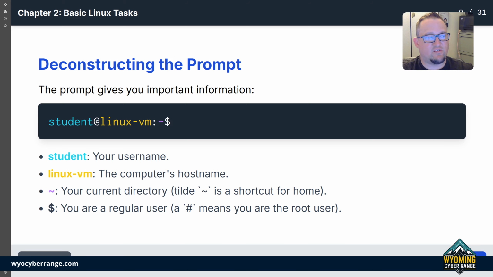A dollar sign says we're a regular user, while a hashtag means we have root credentials. And root credentials in a Linux operating system is like the administrator. It's the keys to the kingdom. That user can do anything and everything on the system. It's also the user we need to be the most careful with, because if it can do anything, it can really do a lot of damage, okay?